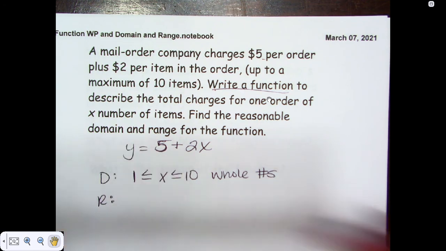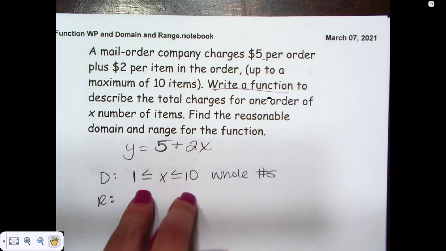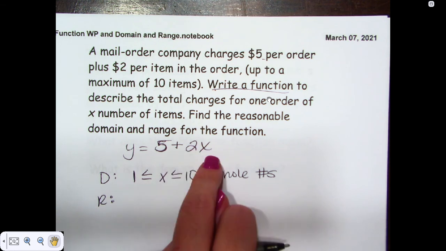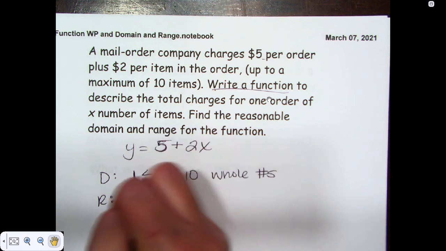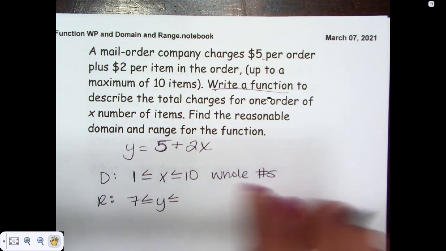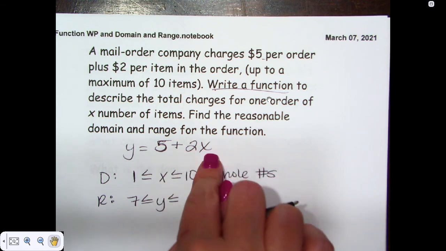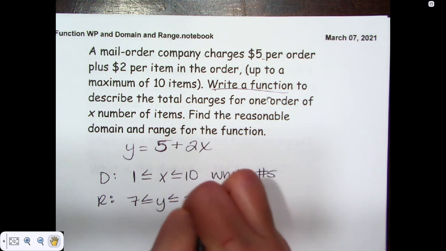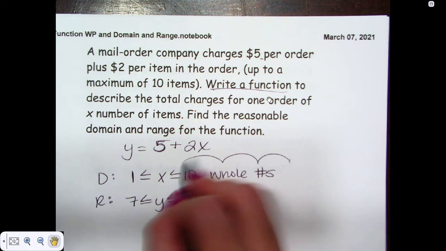Okay, and then your range is just what happens when you plug those two numbers in. So if I plug in 1, 2 times 1 is 2, 5 plus 2 is 7. And then if I plug in 10, 2 times 10 is 20, 20 plus 5 is 25. So that would be my range.